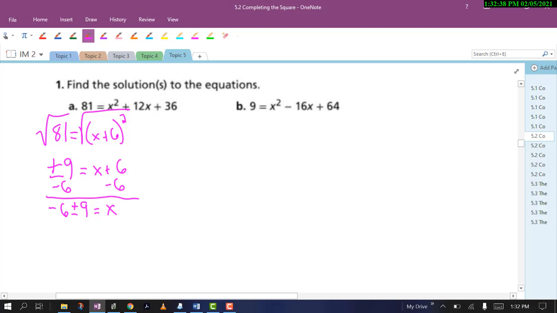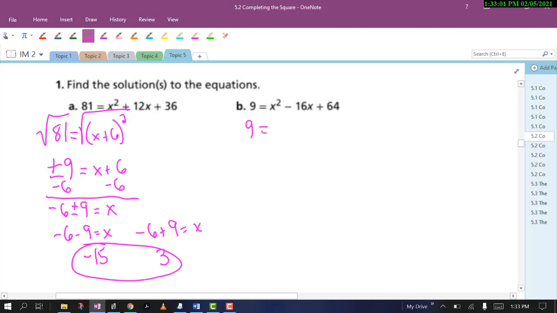And you can put the 9 first, just make sure you have the plus or minus in front of that. So negative 6 minus 9 is one equation, and negative 6 plus 9 is one equation. So we get negative 15 on the first side, and we get positive 3 on the second side. So those are our two zeros. Not too bad. Letter B, same type of thing.